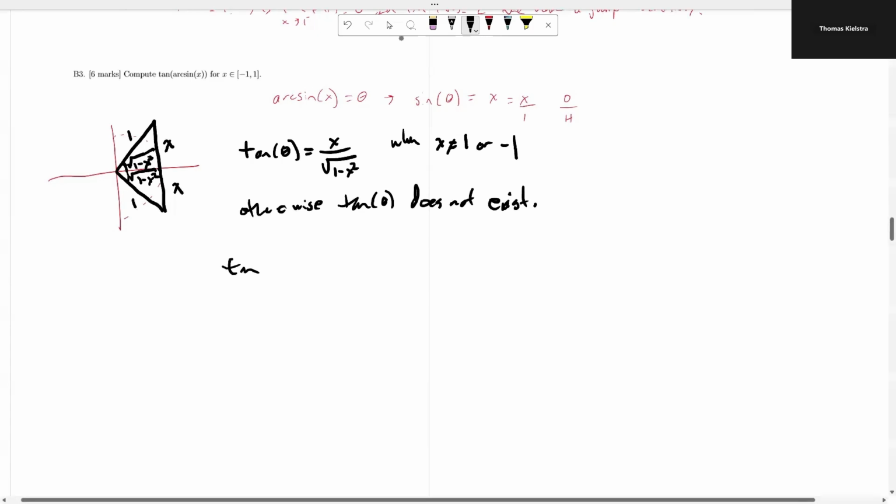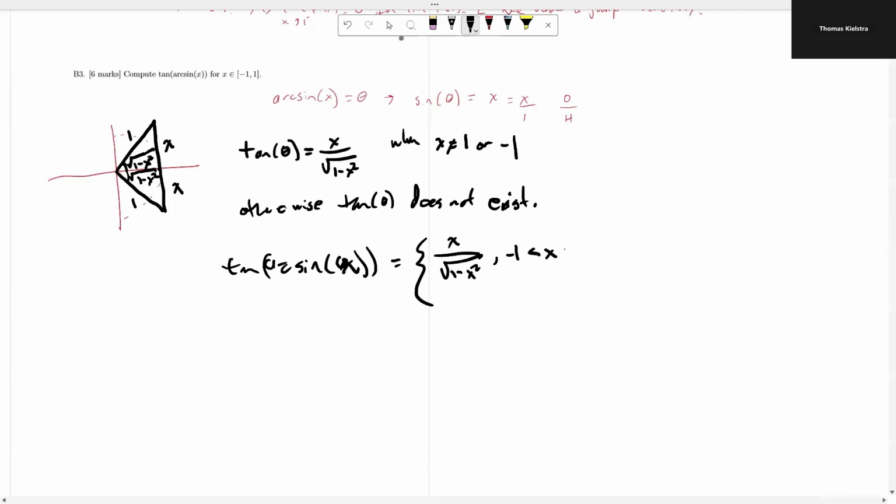So tan of arc sine of x equals x over √1 minus x squared if -1 is strictly less than x, which is strictly less than 1, or undefined when x equals 1 or -1.